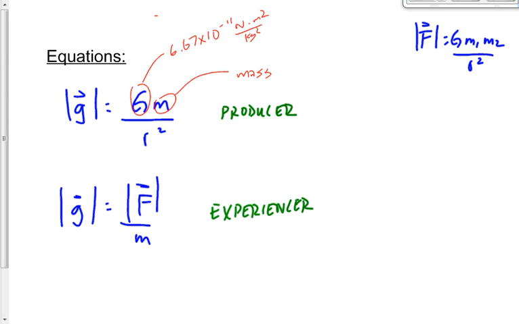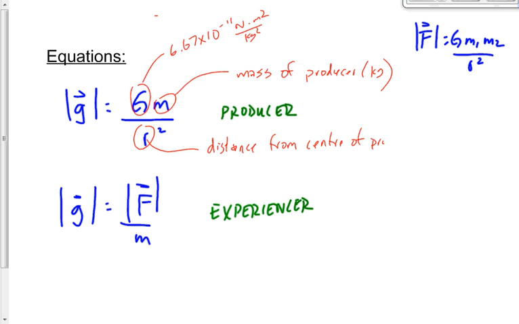This is the producer equation. What causes gravity? The pen or the Earth? The Earth. So what mass are we going to use here? The Earth, the mass of the producer, whatever that happens to be. And r, be careful, r is not a radius. It's a distance from the center of the producer.